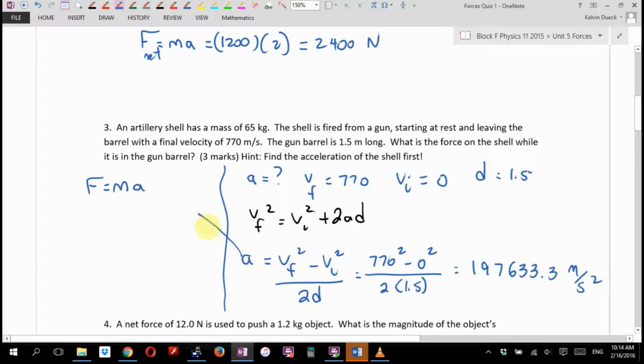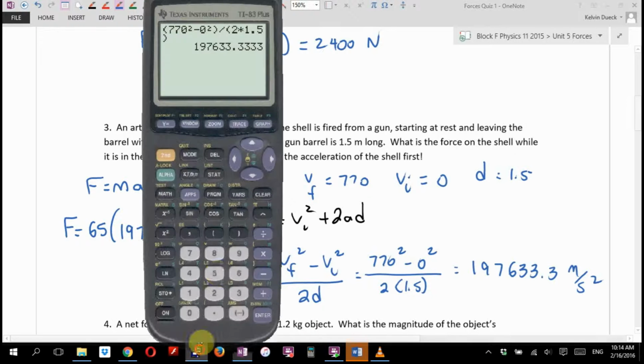And I'm going to take it, stick it over here. F equals M times A, 65 times 197633.3. Although I'm going to use my answer button. So I'm going to go 65 times answer button. And I get a, wow, big force.